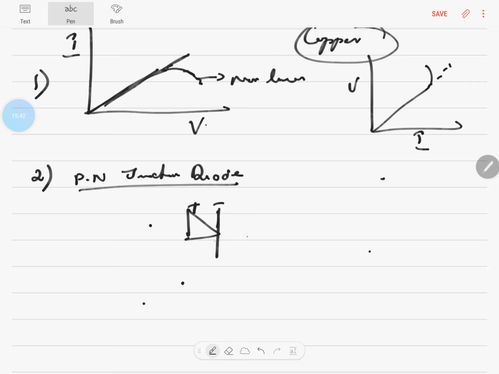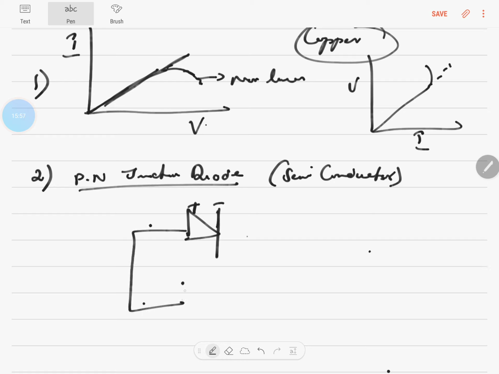So this is a diode. A PN junction diode is a semiconductor device. A conductor, a non-conductor, and in between them is a semiconductor. So it's a semiconductor device. And supposing you're going to forward bias this.